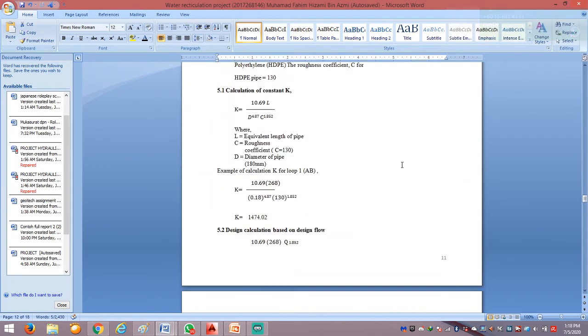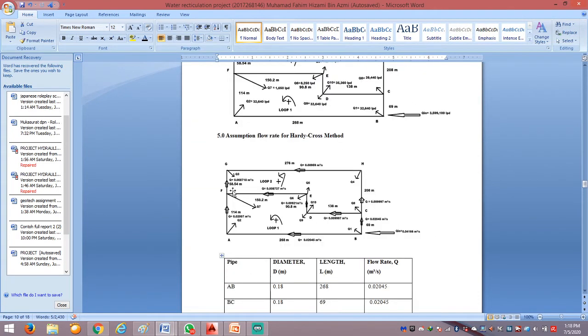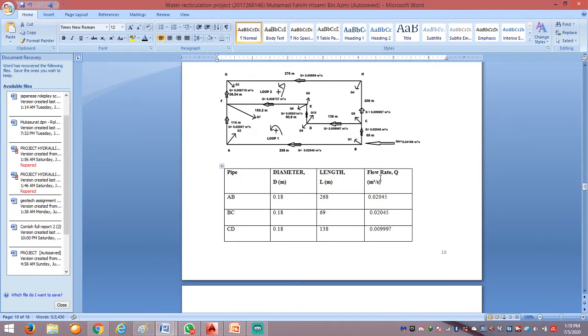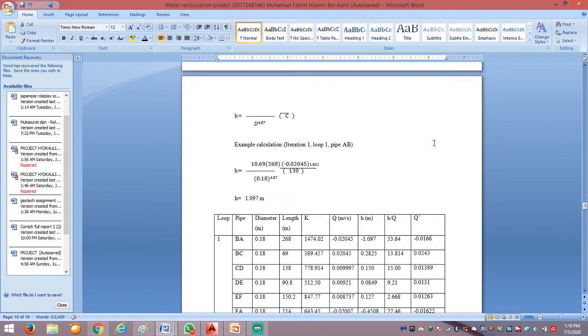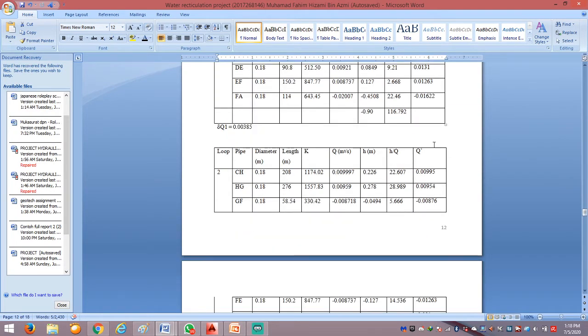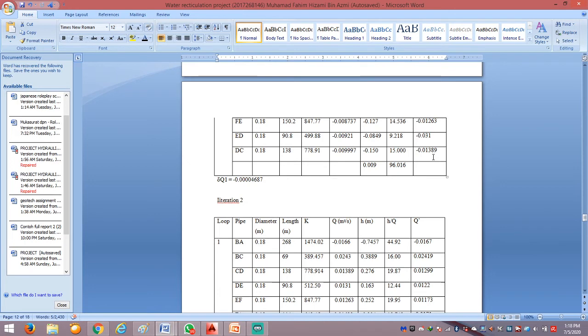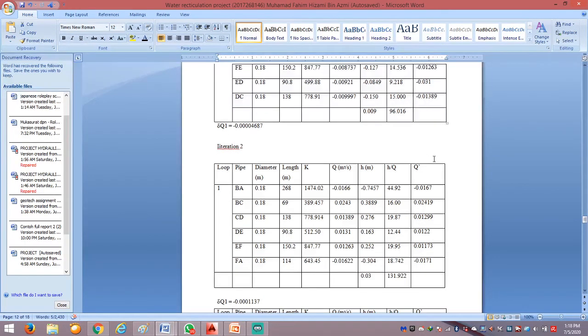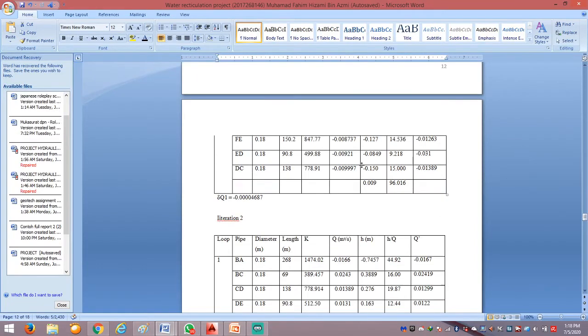And as you know, this area is the joining pipe. Since the looping uses the same pipe, loop 1 uses this pipe and loop 2 also uses this pipe, so this is the joining pipe. So CD, DE, EF, FE, ED, DC is the joining pipe. So the formula to get the correction value is different. That is Q1 plus delta Q1 minus delta Q from the other loop.